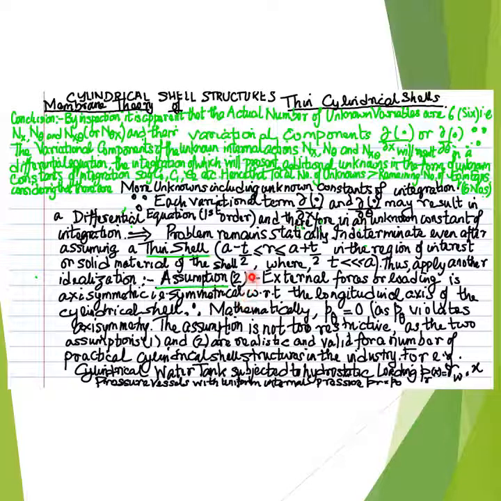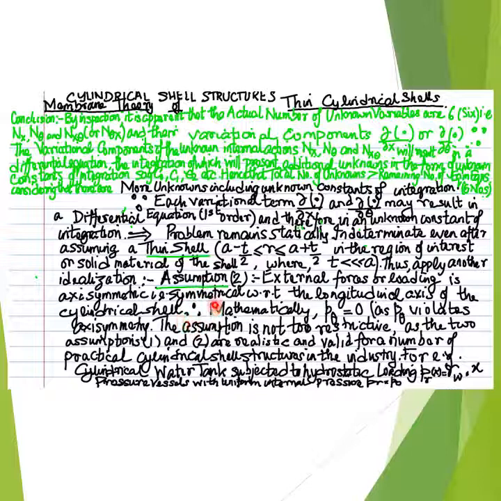The assumption, numbered as assumption number 2 in the present slide, is not only physically realistic but also mathematically valid in case of cylindrical shell structures that are subjected to axisymmetric loading, that is external loading comprising of external forces that act symmetrically with respect to the longitudinal axis of the cylindrical shell.